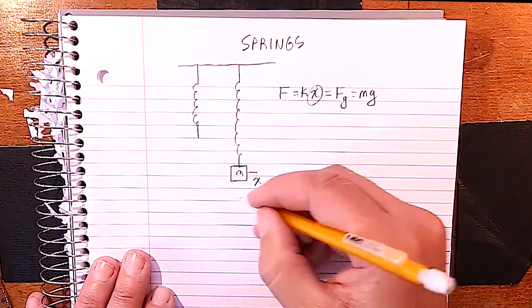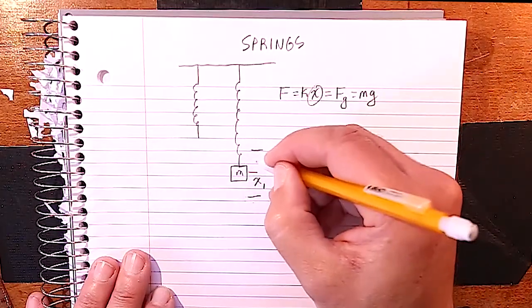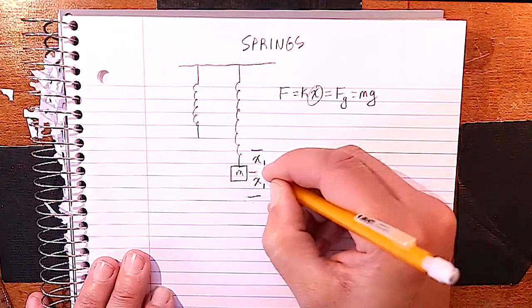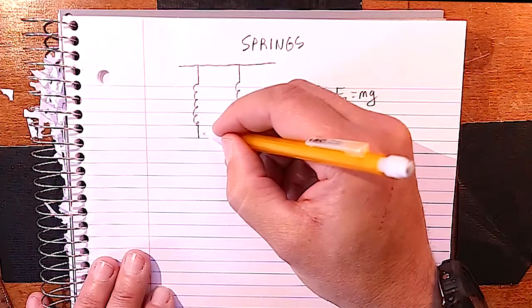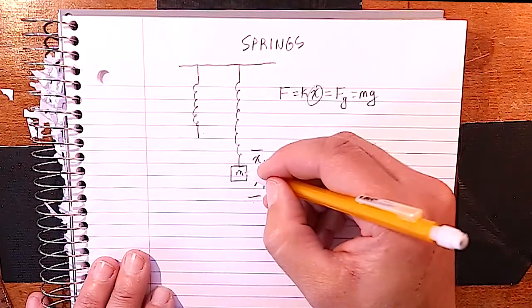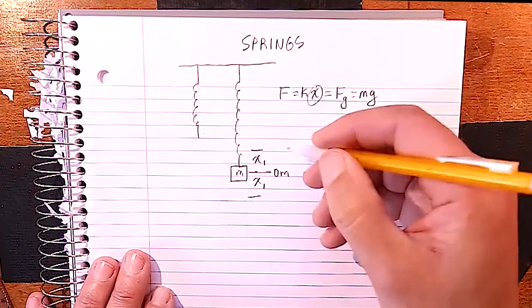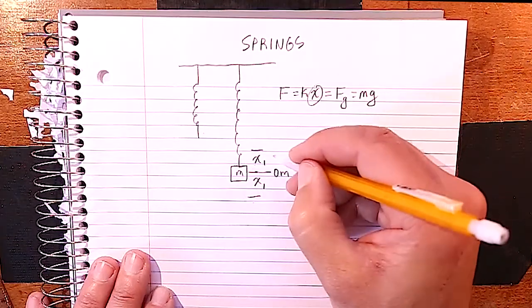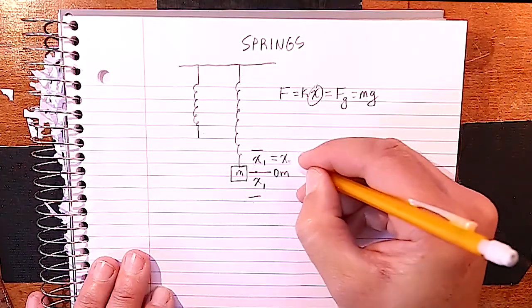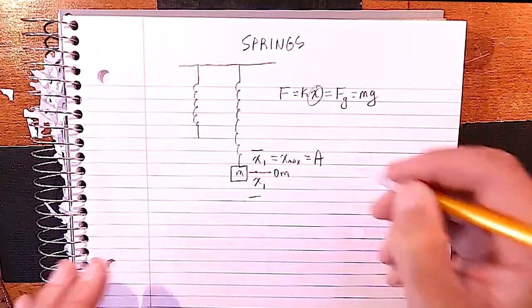Well, if it's released from this point x1, it's going to start to oscillate with that same value x1, where this is our equilibrium. In other words, this is the original equilibrium, but by hanging a mass at rest here, we've created a new equilibrium, and whatever height you pull it down, that becomes the new x max, or we could say that becomes A, the amplitude.